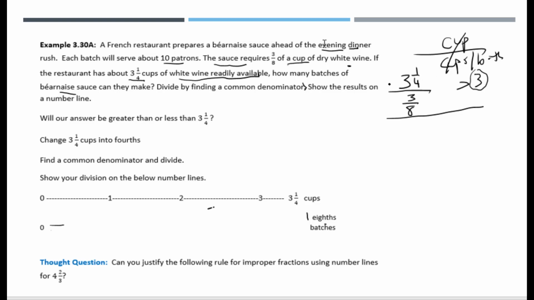So 3 1/4 is going to be difficult to deal with. So our answer is going to be greater than 3 1/4. So I'm going to change 3 1/4 into fourths. I can easily change it into fourths. 3 times 4 is 12, plus 1 is 13 fourths. So I got 13 fourths of cups of wine.